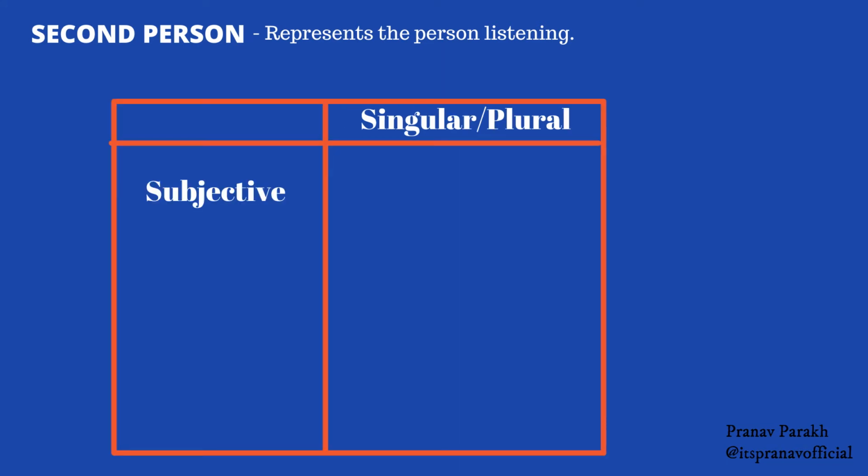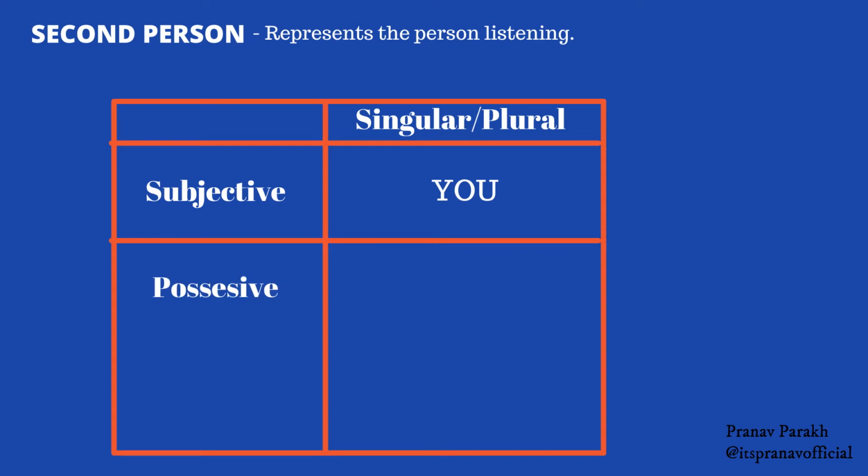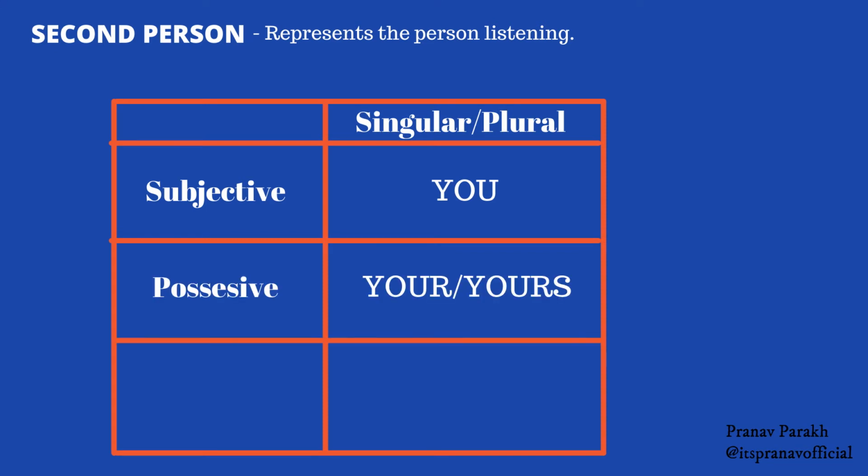First one is subjective and they are denoted as you. Possessive, they are denoted as your or yours. And finally objective, and they are denoted as you. So let's take some examples again in singular form and plural form.